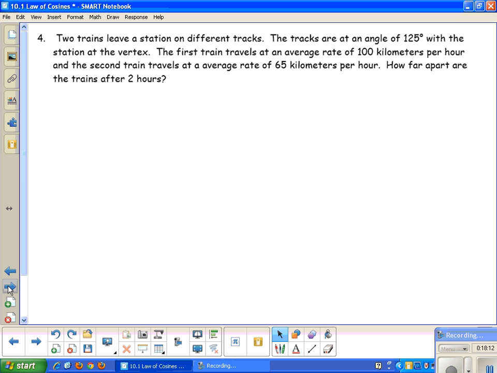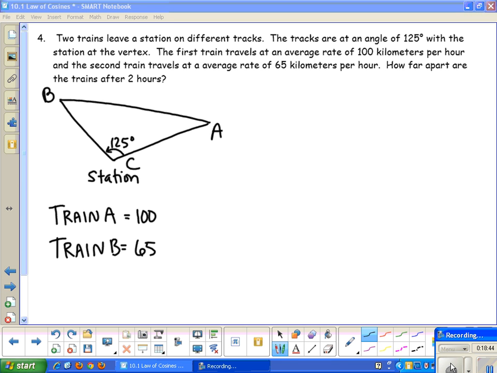For this word problem, it says 2 trains leave the station on different tracks. The tracks are at an angle of 125 degrees with the station at the vertex. The first train travels on an average of 100 kilometers per hour, and the second train travels at an average of 65 kilometers per hour. How far apart are the 2 trains after 2 hours? So now I would challenge you guys to pause the video here and take a second to see if you can make a picture of this and work it out, and then unpause it and I'll show you the answer.